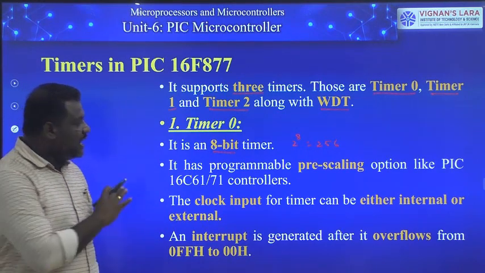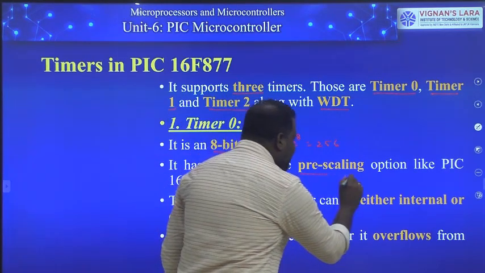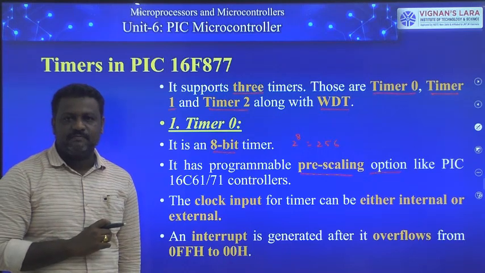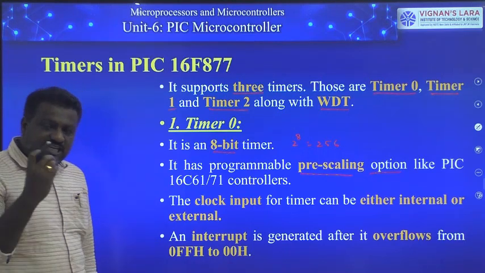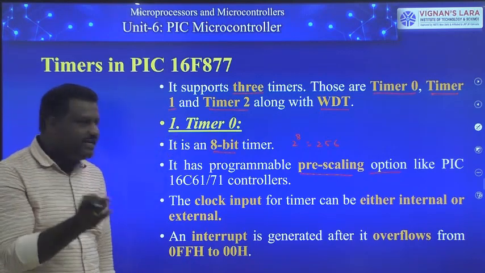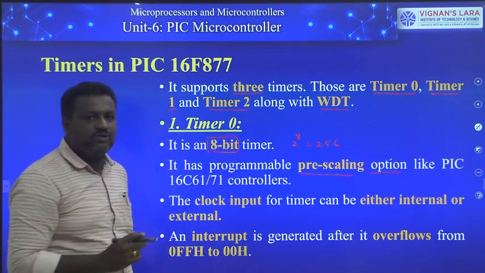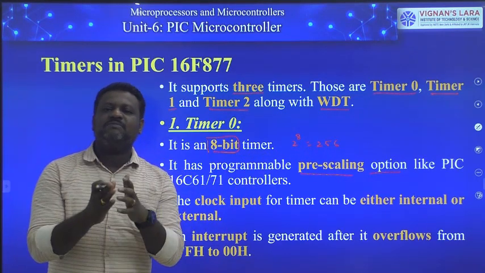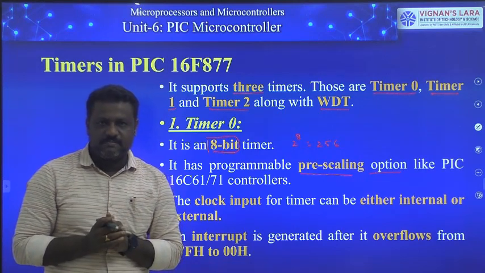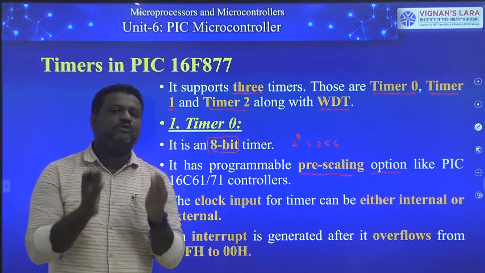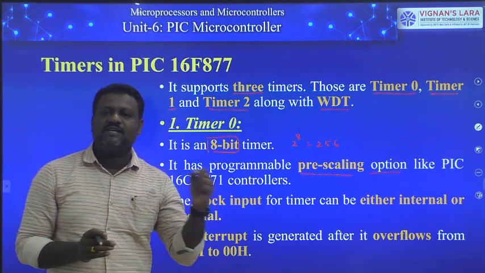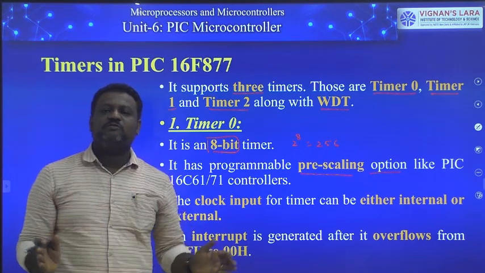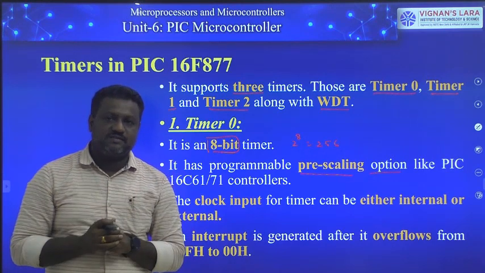My second point is, it has a programmable pre-scaling option like our PIC 16C61/71. That means, in order to increase the number of clock pulses counted by my timer without increasing its size, I take the help of this pre-scaling option. Originally my 8-bit timer can count only 256 clock pulses. To count the 256 clock pulses, it will take 256 seconds, assuming that counting a single clock pulse takes 1 second. That means by using this 8-bit timer, I can provide a maximum delay of 256 seconds.